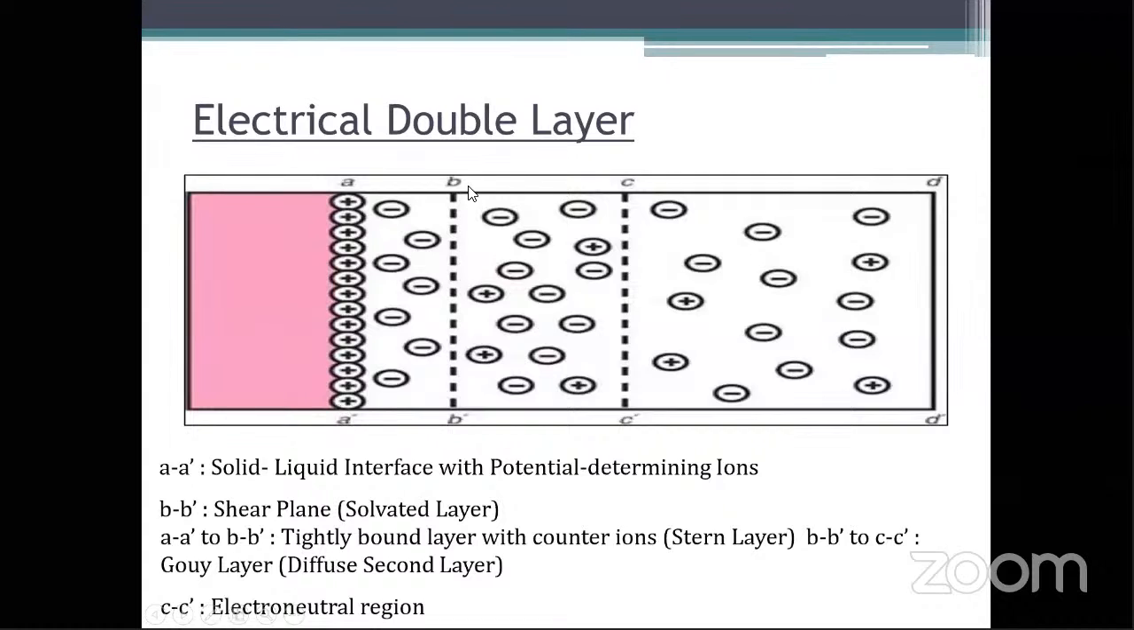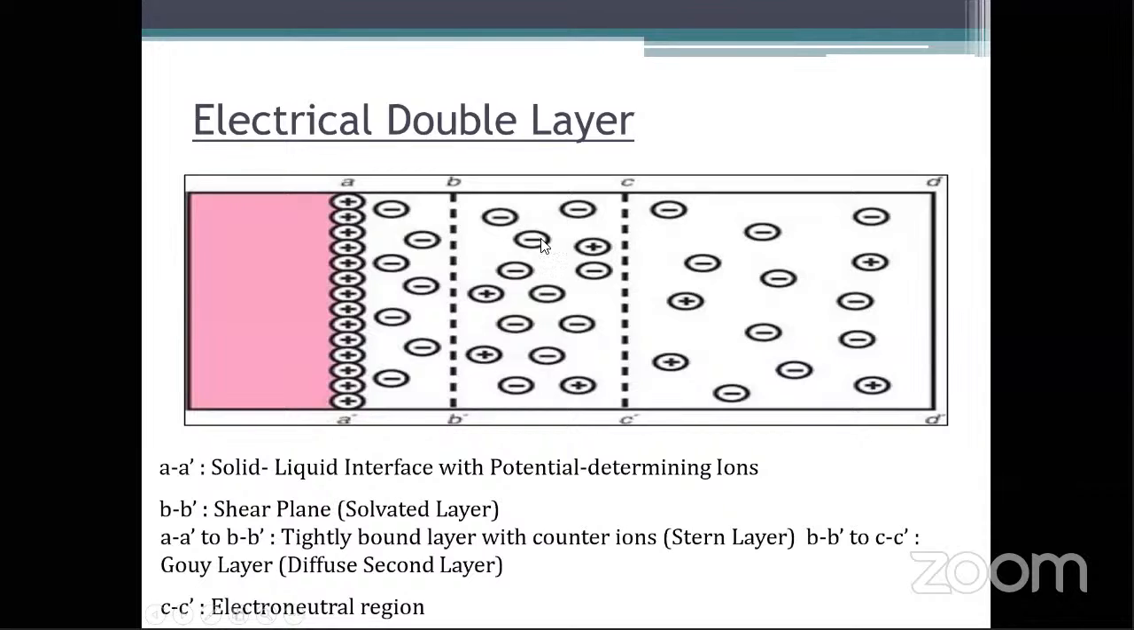So the boundary BB dash is also known as the shear plane or solvated layer. Why? Because the particle surface extends up to BB dash rather than AA dash. So this boundary BB dash is termed the shear plane. Okay, so AA dash is complete, BB dash is complete.